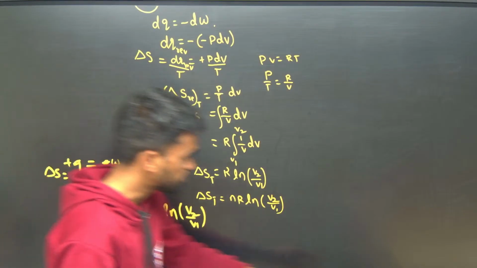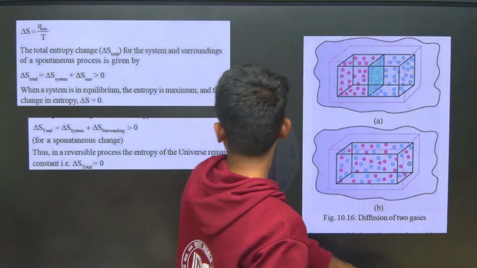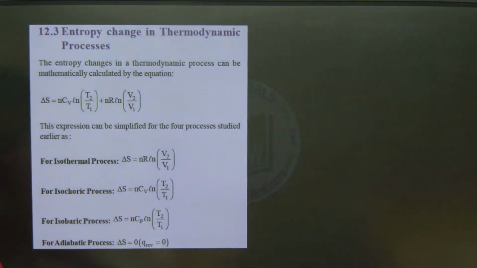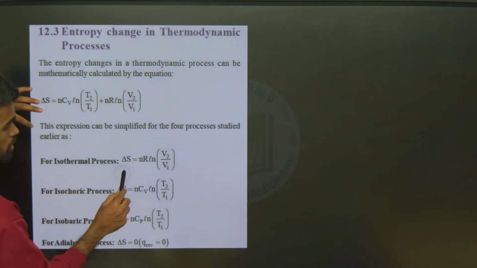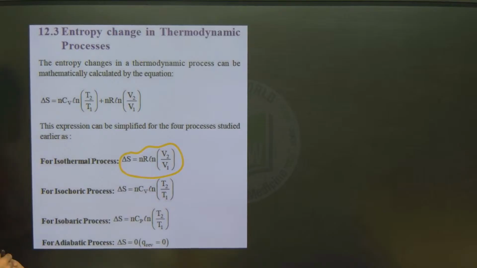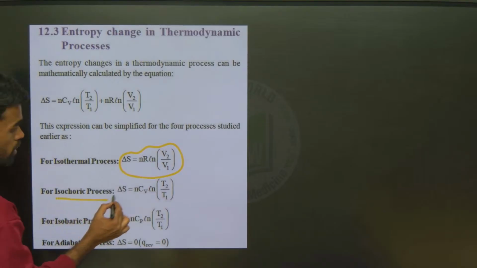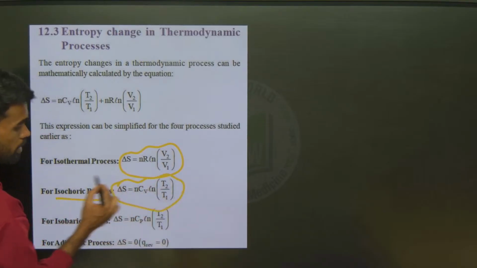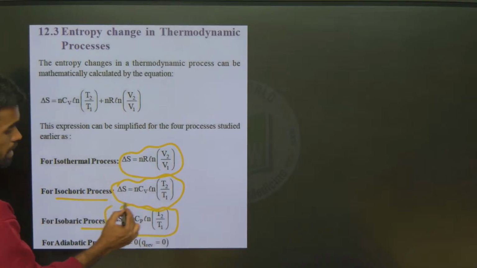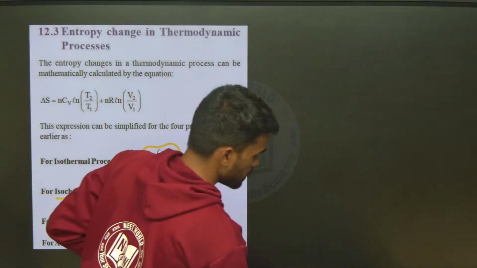Like this, if we calculate for different processes, we have different formulas. For the isothermal process, we have seen nR ln V2 by V1. For the isochoric process, we have nCv ln T2 by T1. And for the isobaric process, we have nCp ln T2 by T1. These are the important formulas. We will see questions based on this.